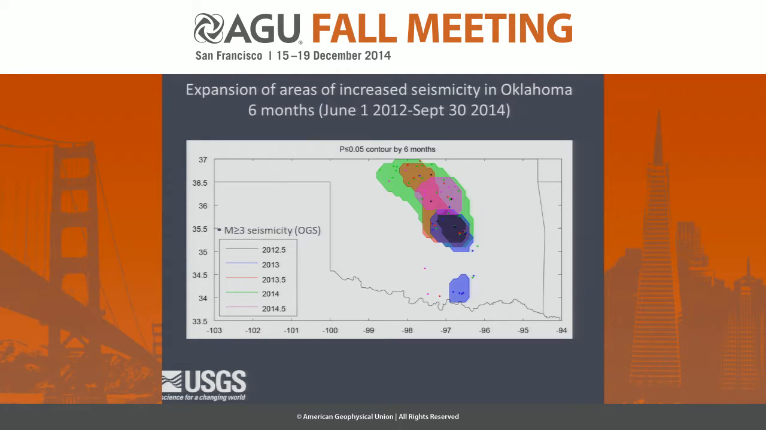If we just focus on the past couple of years and look at 6-month intervals rather than yearly intervals, again, you can see this gradual migration to the north of the seismicity from 2012 through 2013 and earlier this year. But interestingly, over the past 6 months or so, the area of increased seismicity seems to be concentrated in this region just a little to the south of the Mississippi Lime play, which could be related to activities that are going on in the Hunton Formation rather than the Mississippi Lime.